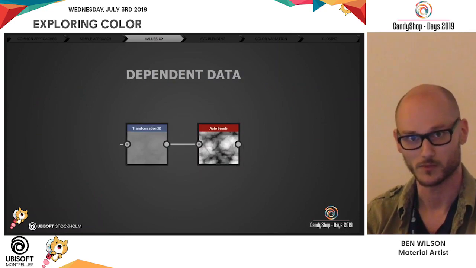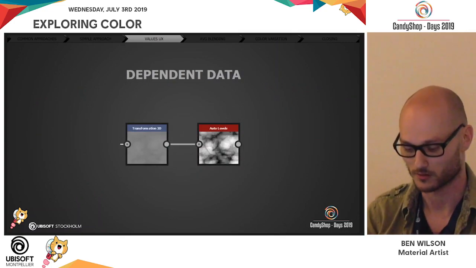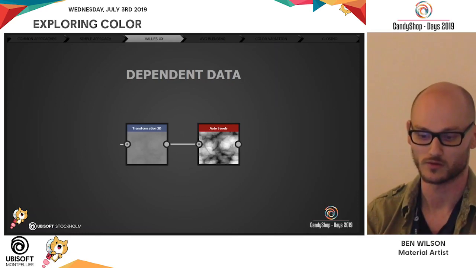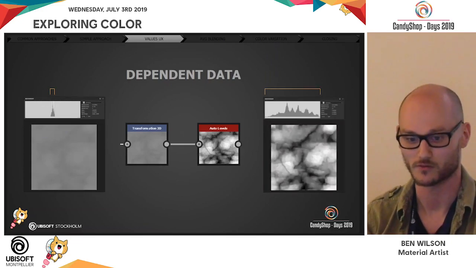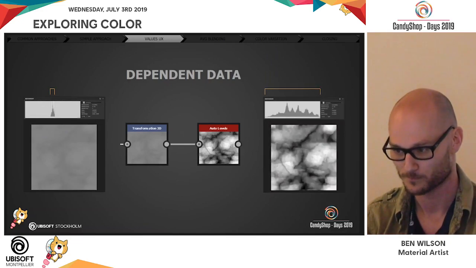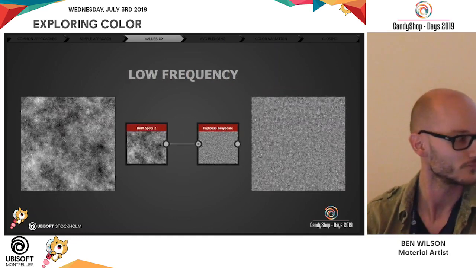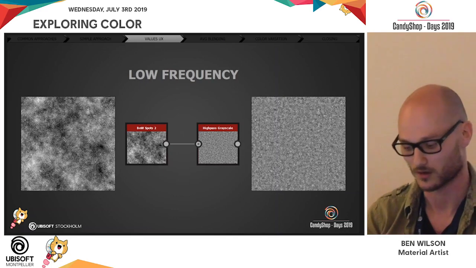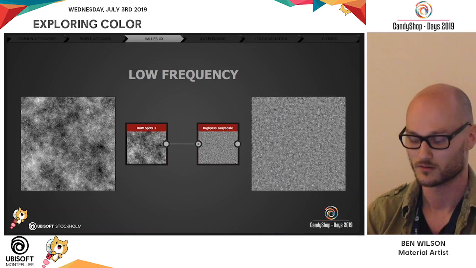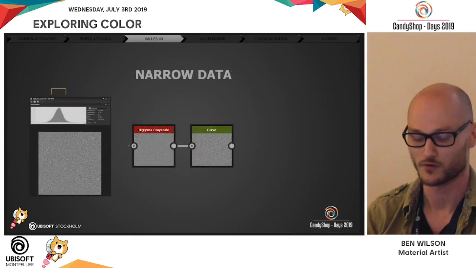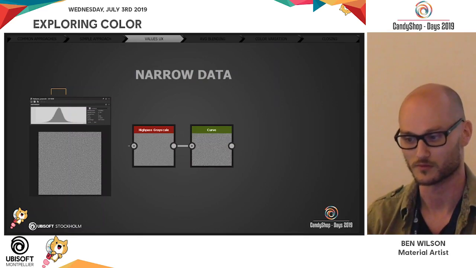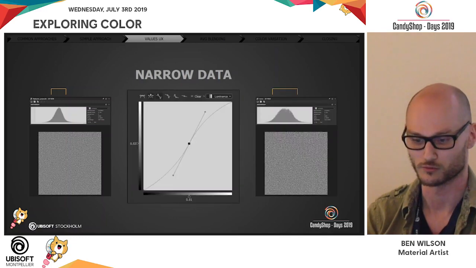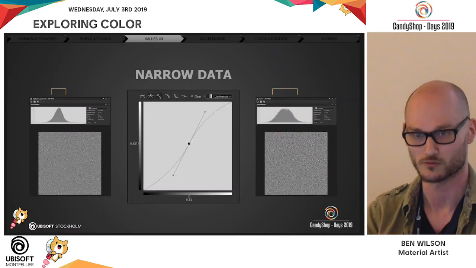If your data is dependent, meaning that it is relying on an earlier part of the graph, you can't be sure what state the data coming in is going to be in. So you can use the auto levels instead as a way to just fill out the full range. Sometimes you want to remove low frequency in your data, and the high pass is really good at doing that. And if you have data that's very narrow and spikes in the histogram view, the curve node is really good at broadening out that spectrum and using more of the range.